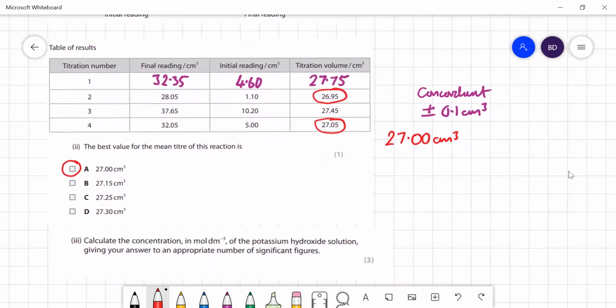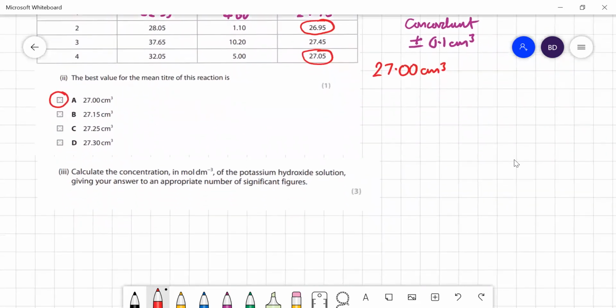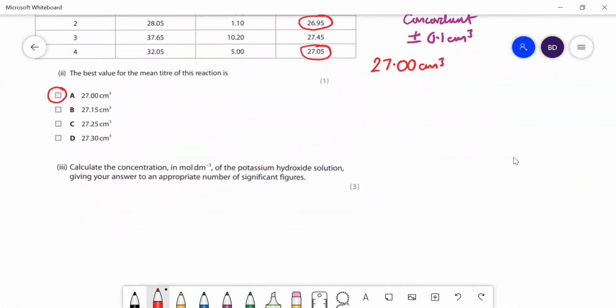Okay, calculate the concentration of the potassium hydroxide solution, giving your answer to an appropriate number of significant figures. So we look at the equation. The equation tells us that 2 moles of potassium hydroxide react with just 1 mole of sulfuric acid. We don't really care about the rest of that equation. So we've got 2 moles to 1 mole as our ratio.